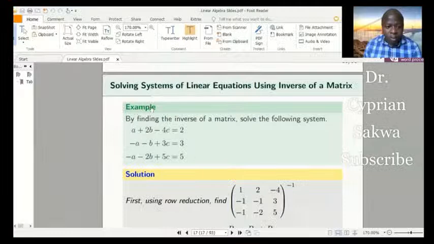Welcome to my channel, and this time we want to look at how to find solutions to a system of linear equations by using the inverse matrix. If you're given a system of linear equations, the first thing we'll be doing is extract the augmented matrix, then find the inverse of that matrix, and then use that inverse to find the solution to the system. So let's begin with the first example here.